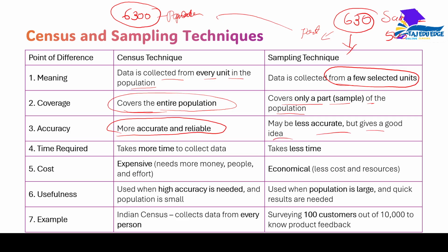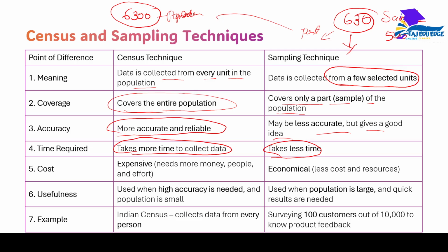Okay, so next, time required. It takes more time to collect the data, as I already told you. Census takes more time, whereas sampling takes less time. If you have more time, then you can collect the data from the 6300 population of your college. But if you have less time and you want to collect it in 10-15 days or within a month, you can go with 630 samples.